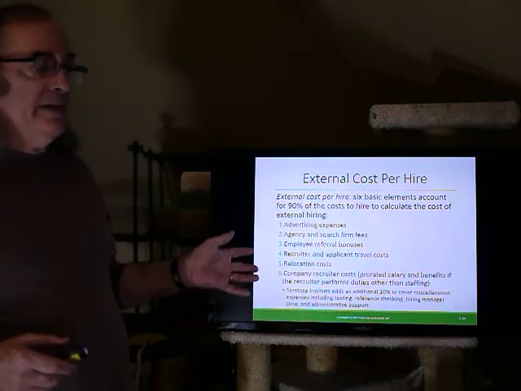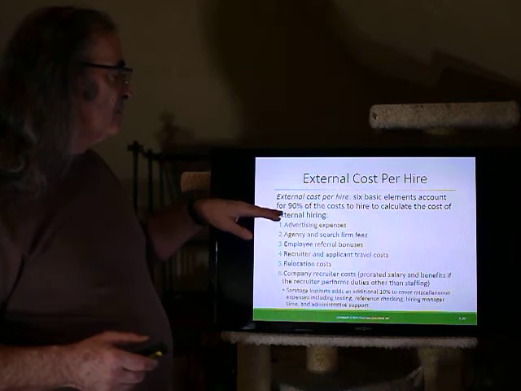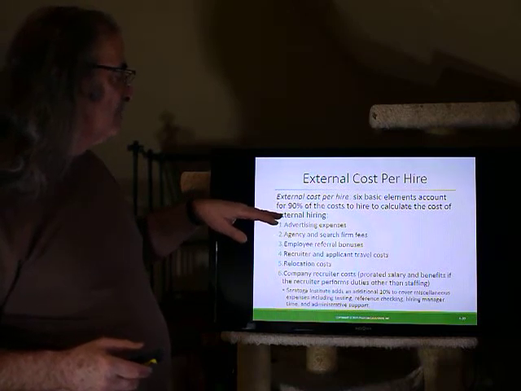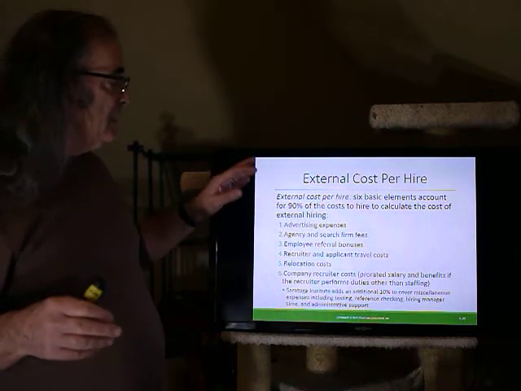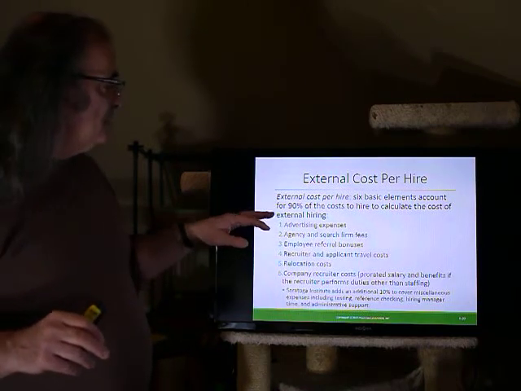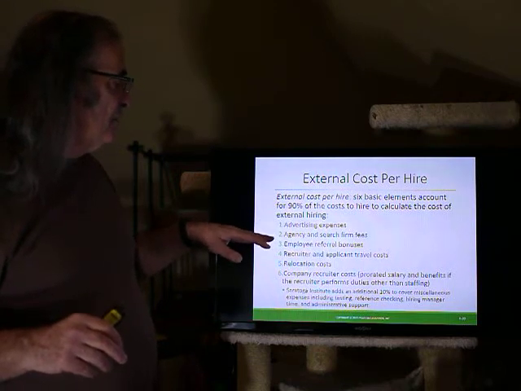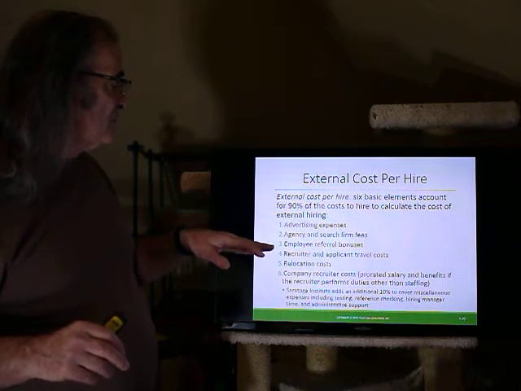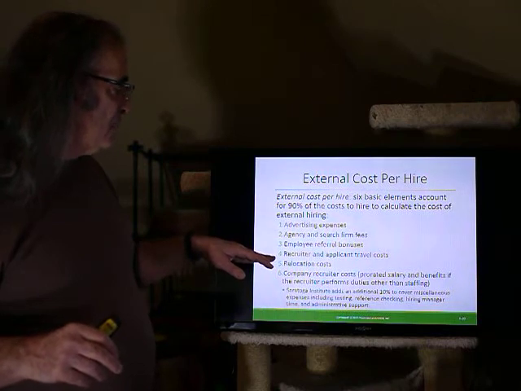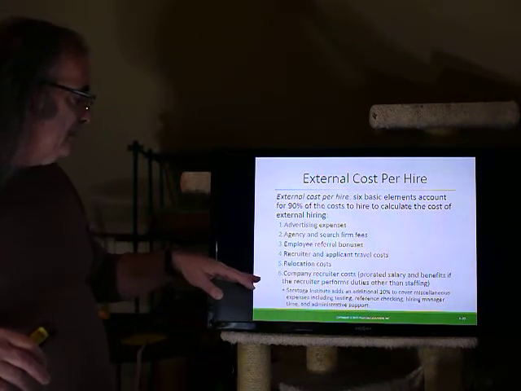You also need to be able to calculate the external cost per hire. So the external cost per hire, 6 basic elements. Add them up, and if you can get these 6 elements, you've got a 90% estimate, which is pretty good. What are the advertising expenses, or the agency and search firm fees, the employee referral bonuses, recruiter and applicant travel costs, relocation costs, company recruiter costs, right?